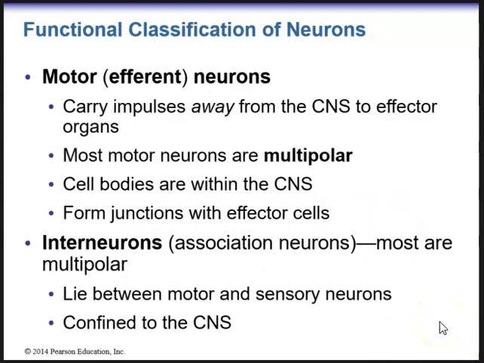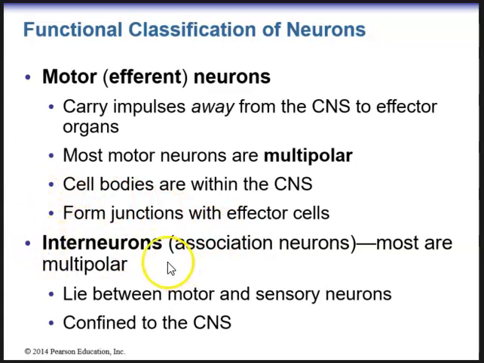Our motor or efferent neurons will carry impulses away from the CNS to the effector organs. And we talked about the many different types of effector organs, such as skeletal muscle, glands, and such. Now, most motor neurons are multipolar neurons. These are the neurons that we looked at under the histo slides at the beginning of the semester. The cell bodies are within the central nervous system. And then they form junctions with effector cells.